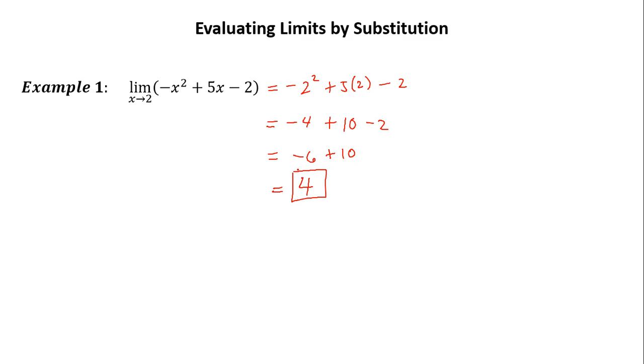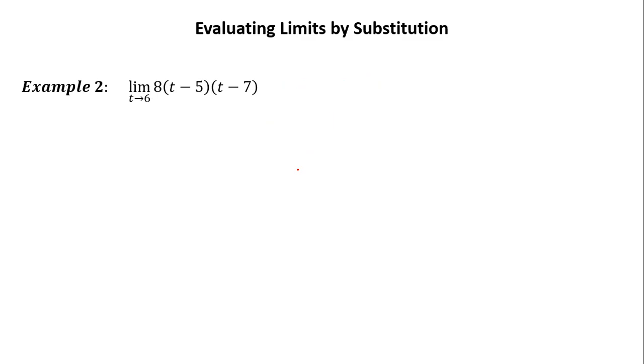Let's have example number 2. We have the limit of 8 times the quantity t minus 5 times the quantity t minus 7 as t approaches 6. This is similar to example number 1. We can just directly substitute 6. So this is 8 times 6 minus 5 times 6 minus 7, which is equal to 8 times 1 times negative 1. So the final answer here is negative 8. Alright, so let's have the third example.